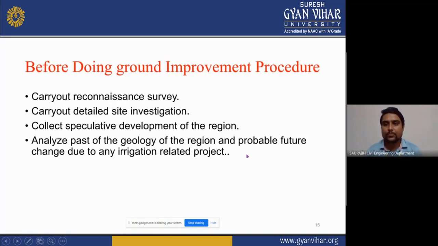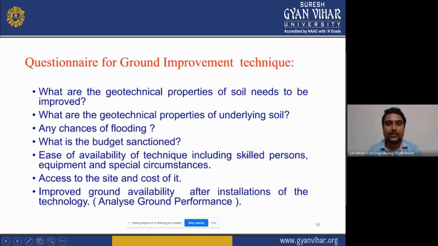Before doing the ground improvement procedure, we should carry out a reconnaissance survey, carry out a detailed site investigation, collect the development of the region, analyze the past geology of the region, and consider problems of future change due to irrigation related projects. So here is also some questionnaire for the ground improvement techniques.